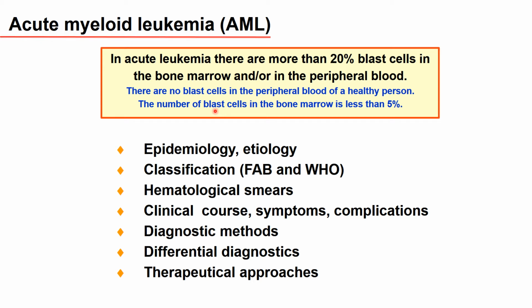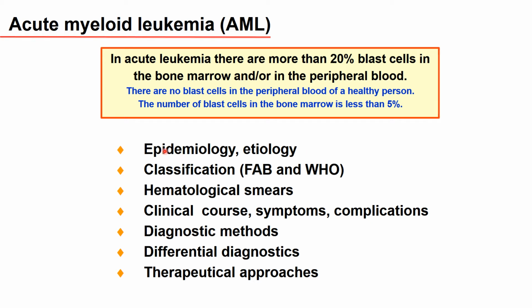So normally in the bone marrow you see less than 5% blast cells. If you see more than 20%, that's acute leukemia. In chronic situations, yes, you can have more than 5%, usually between 5 and 20%. This is the range when we talk about the chronic leukemias.